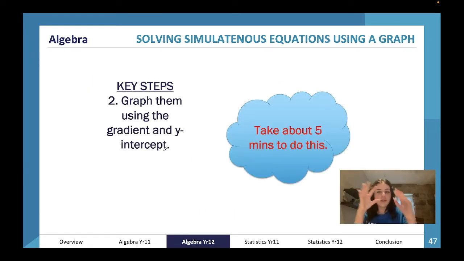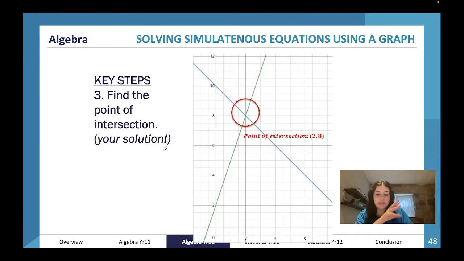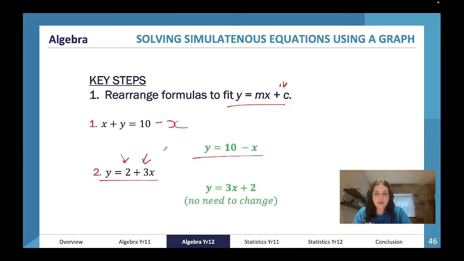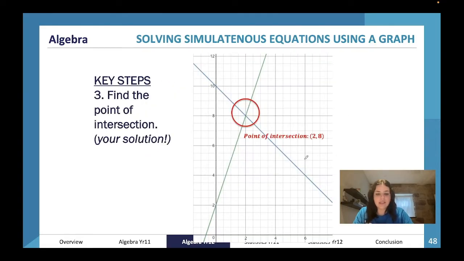It doesn't matter that the y-intercept comes before the gradient, because they're still both present. Now this step should at the beginning take about 5 minutes to do. By the time you get to your exam, hopefully you're more like 3 minutes on this step, but you're going to graph them using the gradient and the y-intercept. The last step is to find the point of intersection. If we have a look at our two lines, we should be able to see that one of them was a positive gradient, and one of them was a negative gradient. This is a negative gradient, -1x. The gradient was -1. This gradient was 3. This y-intercept was 10. This y-intercept was 2. Have a look at these and see where each of those pieces of information come in.